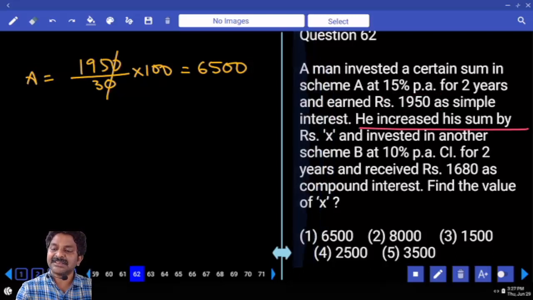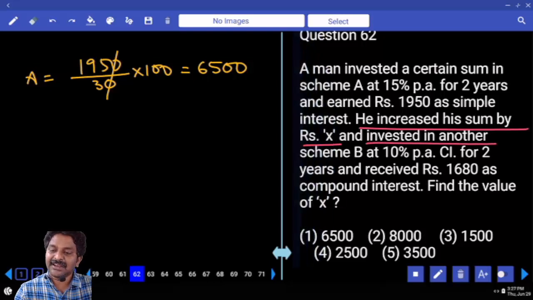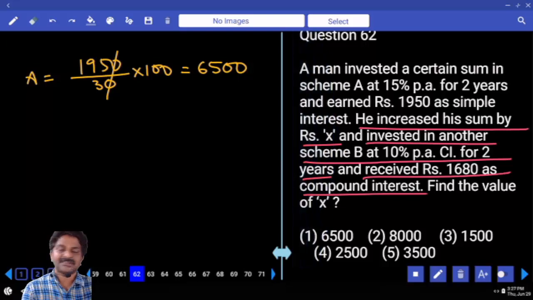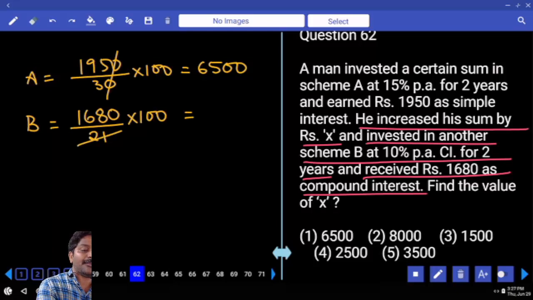He increased his sum by X rupees. Sum in the sense principal only. Already it is 6,500. Now he is increasing by something. And invested in another scheme B at 10% per annum compound interest for 2 years and received 1680 as compound interest. What is compound interest for 2 years at 10% per annum? 21%. So principal in scheme B is equal to interest received which is 1680, that is equal to 21%, 1% value. Principal is 100% into 100. 21 how many times? 80 times. That means principal in scheme B is equal to 80,000.